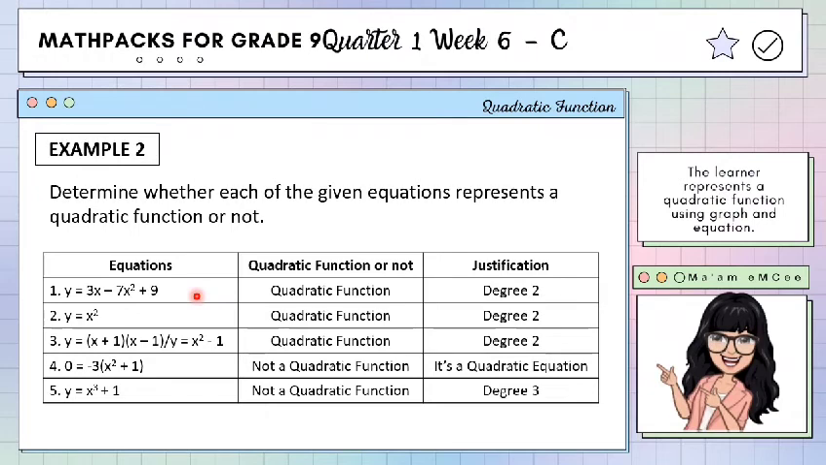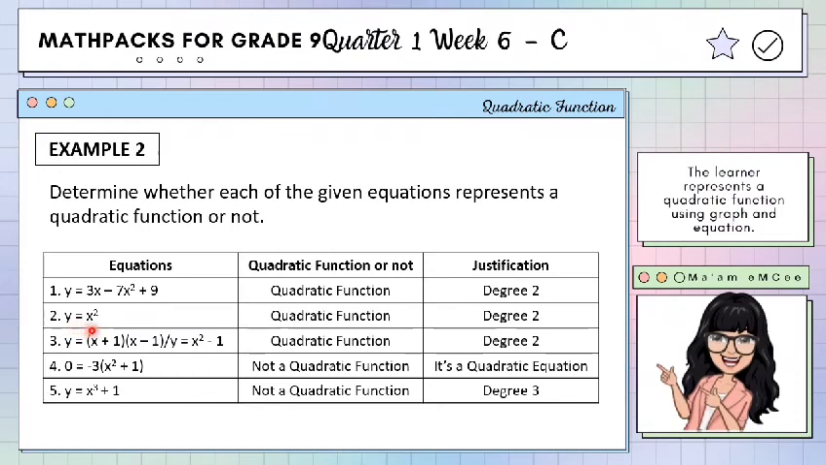Now let us have your second example. y is equal to x squared. So clearly we can see we have two variables, your y and then your x. And your variable x is in second degree, or the highest exponent is equal to 2. So that means to say our equation is in second degree. Therefore, our equation is a quadratic function.